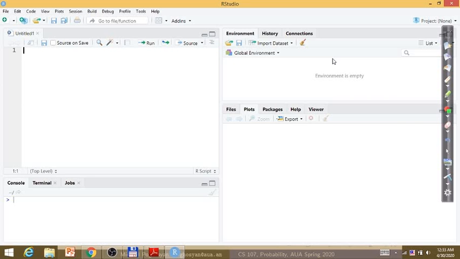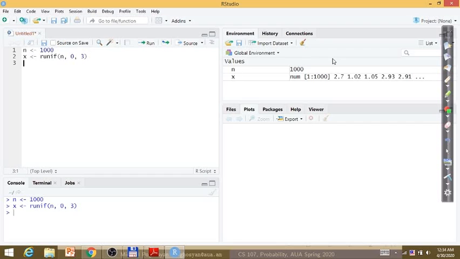Let's do that. So first the number of elements, say the number of points I will generate. Say we are starting from 1000. Now generating uniform numbers with runif, and from 0 to 3. That was from 0 to 3. Next, y is rexp, exponential, with n points and rate 2.